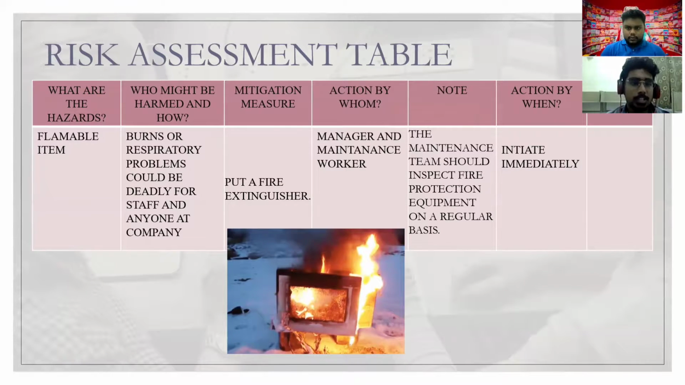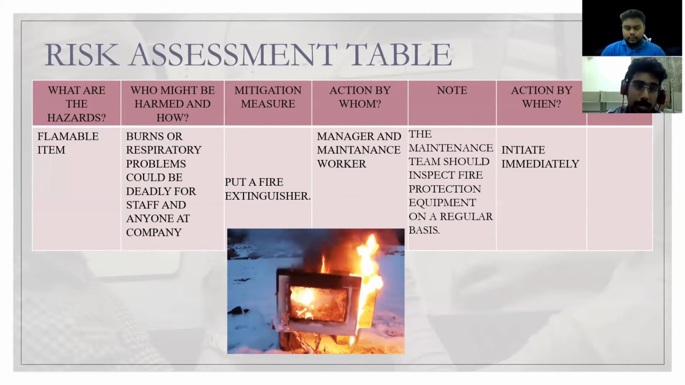And the next hazard is flammable items. As you can see before this, there is an oven at the pantry. There's a high chance that the oven gets damaged or overheated and becomes a flammable item at the office. If this happens, there will be fire damage. If fire damage happens, the burns or respiratory problems could be deadly for the staff and anyone at the company. So make sure the mitigation is carried out properly.